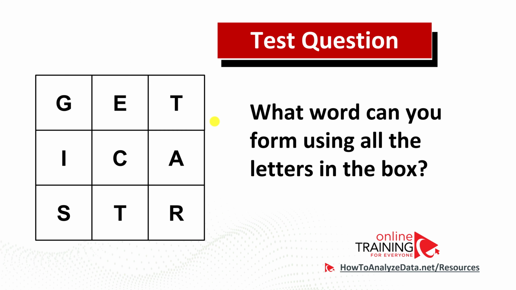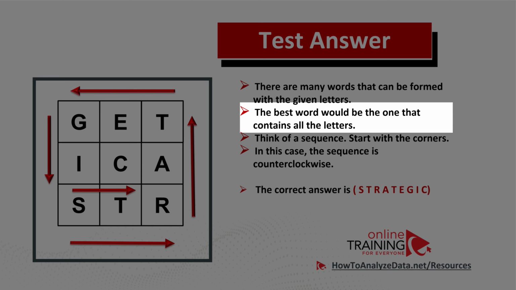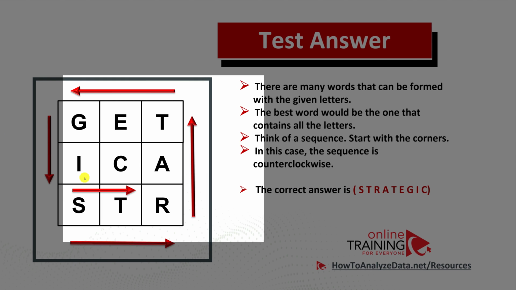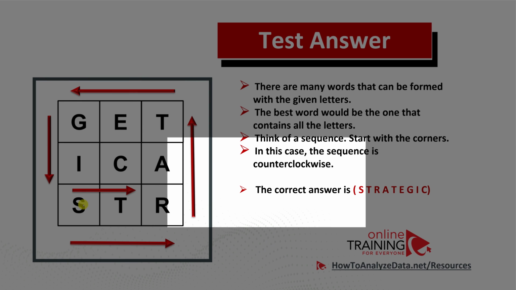Do you think you figured out the answer? Let's continue to see if we can solve this challenge together. Obviously, there are a lot of different words that could be formed with the given letters. But what you need to do as part of the test is to find the word that best matches all the letters presented. You should start looking in the corners, and in this case, the pattern is counterclockwise. We have the word strategic, which is formed starting in the bottom left corner. If you start in the bottom left corner and then flow from right to left, then flow from bottom to the top, from left to right, and then end your word in the middle, you will form the word strategic.